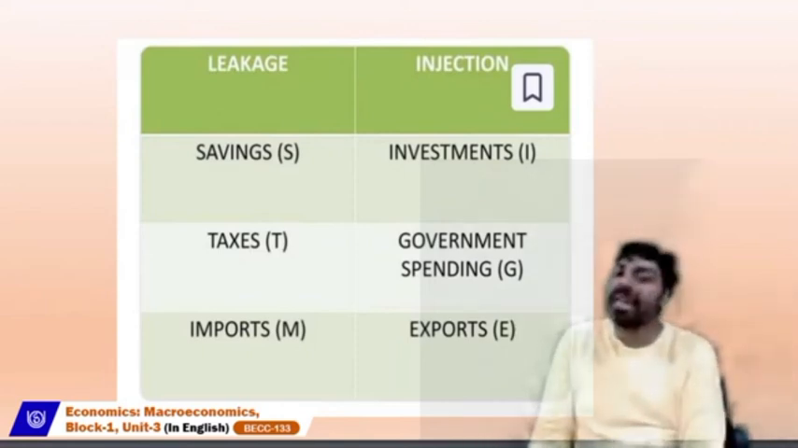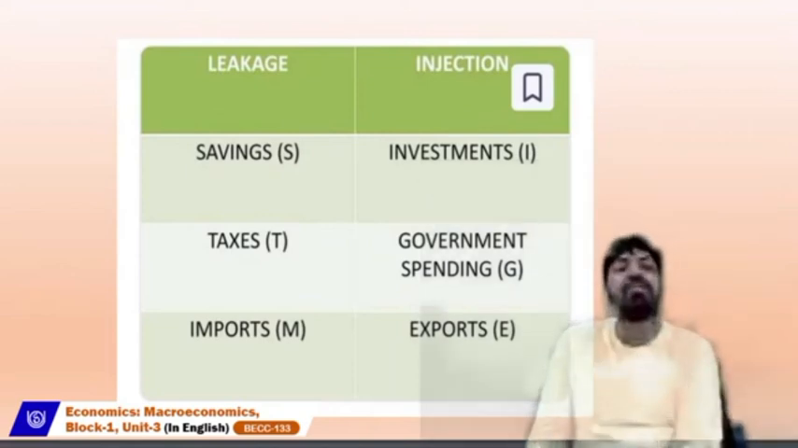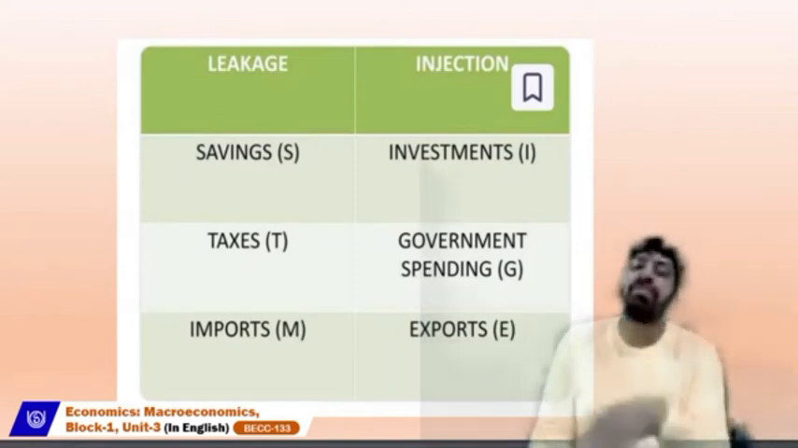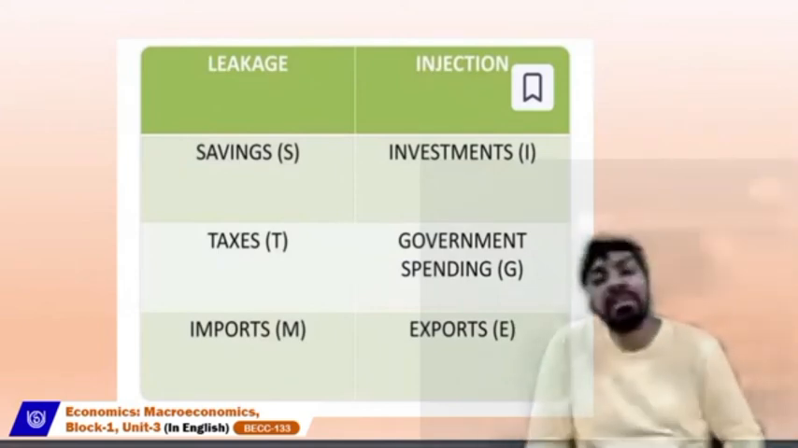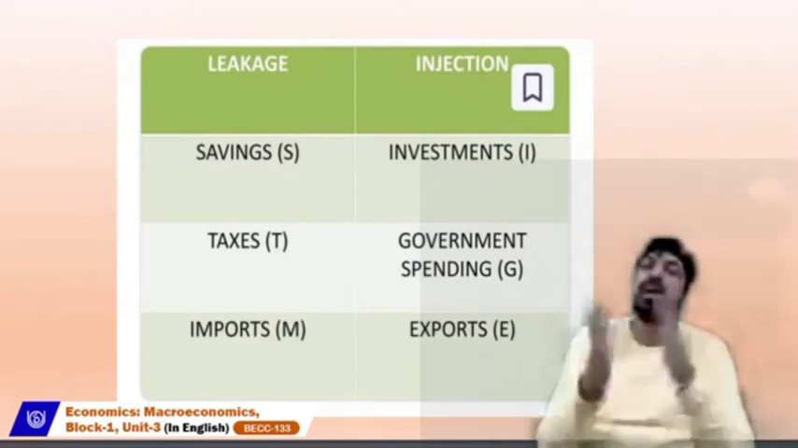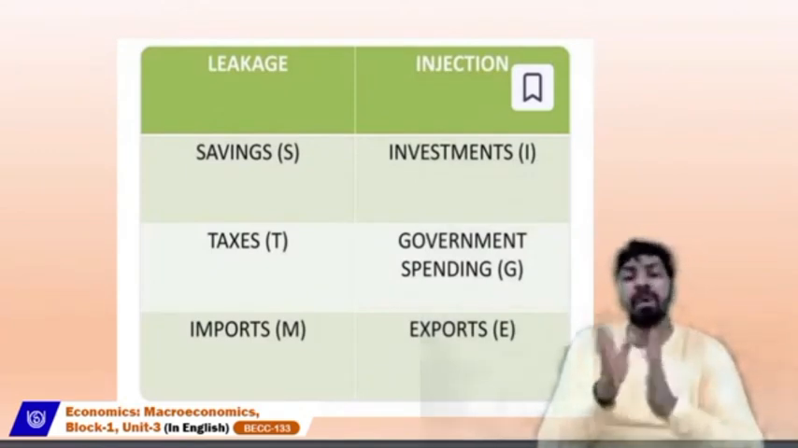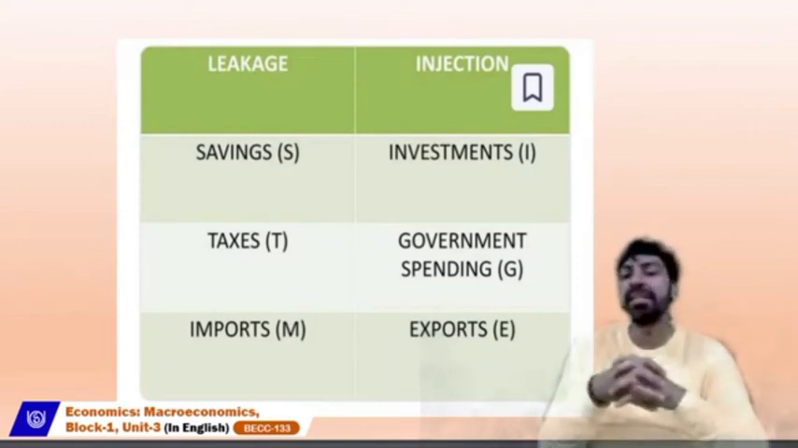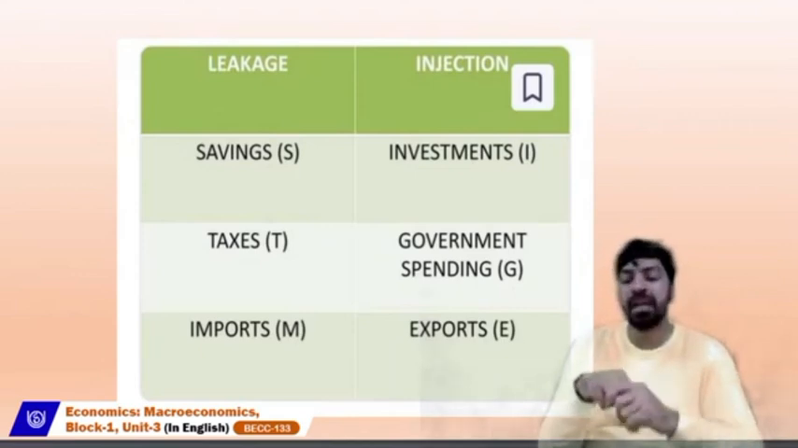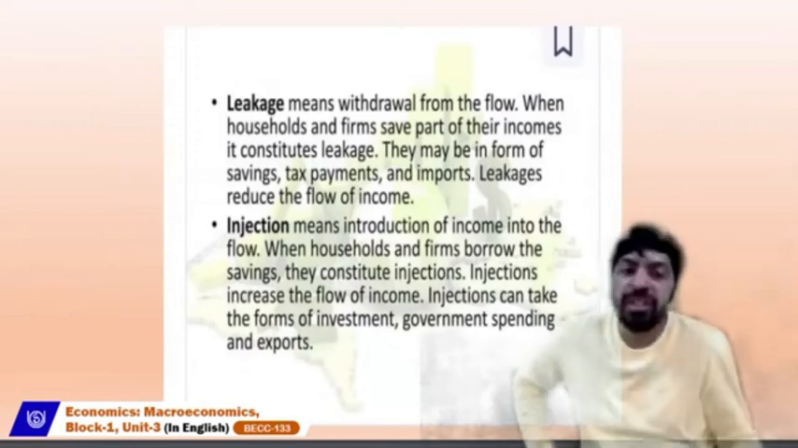When we talk about leakage, symbolically, leakage equals savings plus taxes plus imports. But when we talk about injections, injections equal investment plus government spending plus exports. So this is the difference between leakage and injection in symbolic terms, and the formula used to find the leakages and injections in the circular flow of income. This is the exact meaning of leakage and injection.